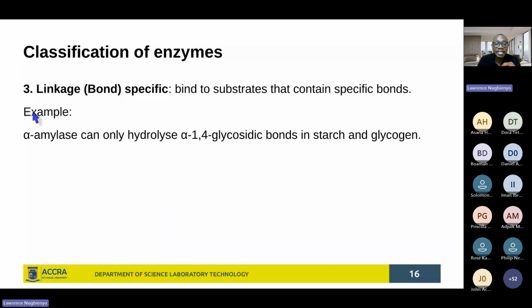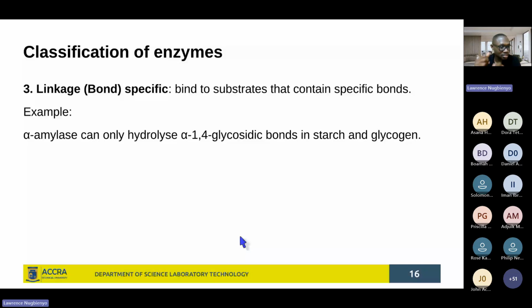And that alpha amylase breaks down alpha 1,4-glycosidic bonds. These are the bonds that you find between glucose molecules in starch and in the storage form of carbohydrates in mammals like us, in the liver. So amylase can break down the glycosidic bond in starch and glycogen, releasing energy to the body.